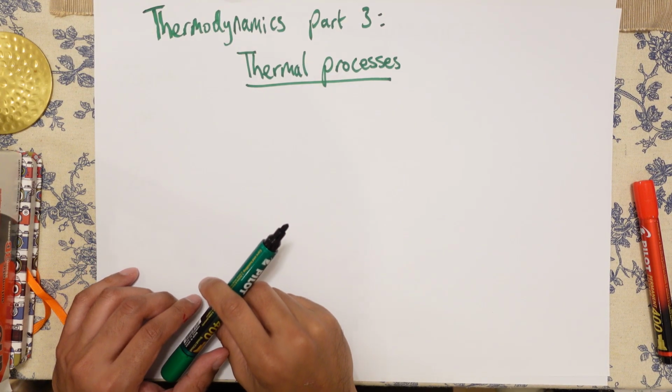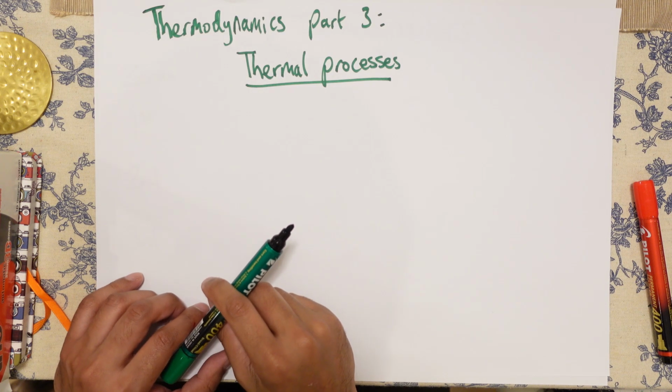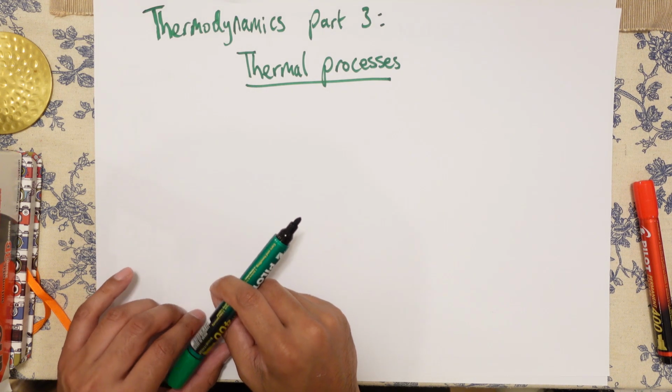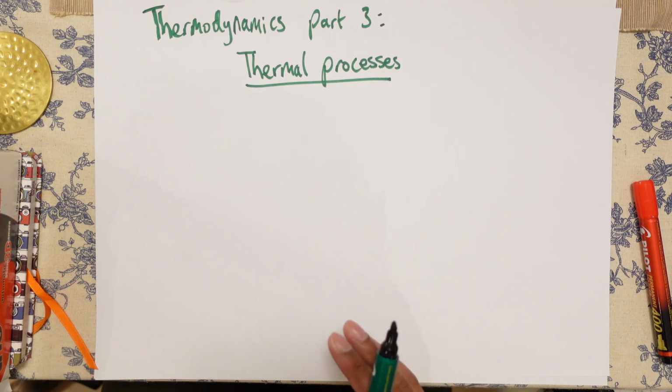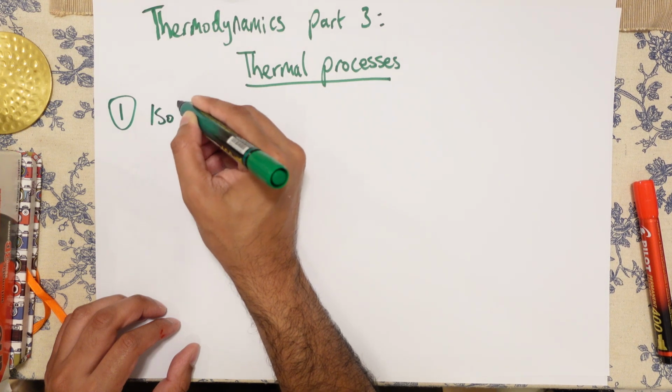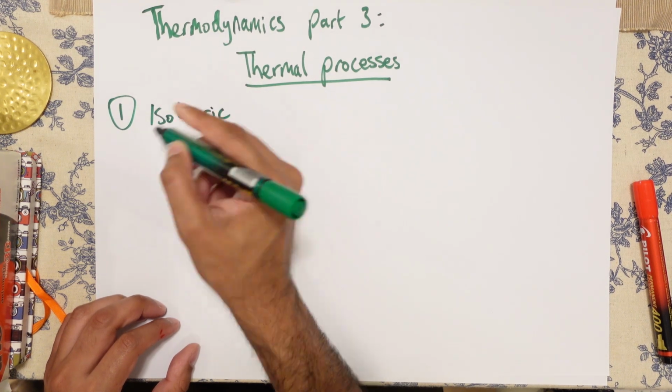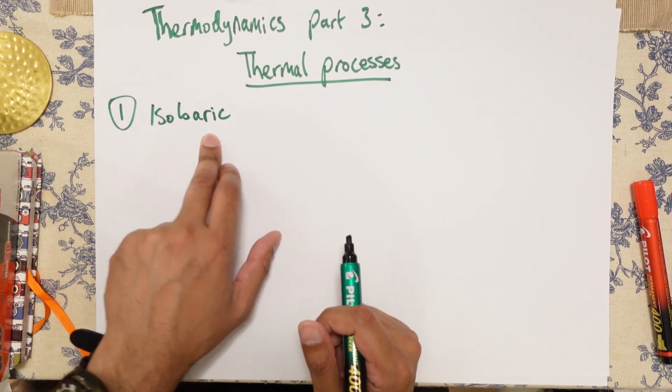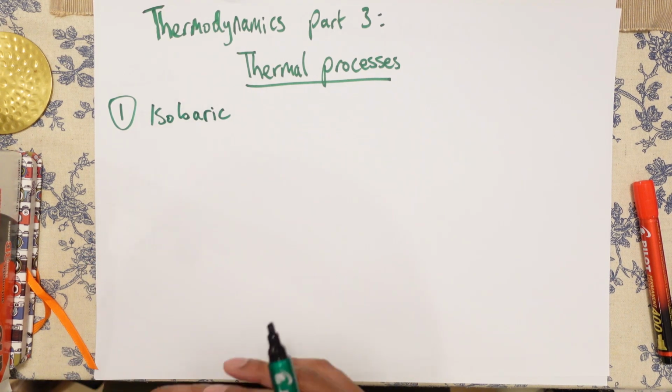Today we're going to be looking at Thermodynamics Part 3, Thermal Processes. Now this is all to do with PV graphs, that's pressure volume graphs, and there's 4 thermal processes to contend with. The first one is what we call isobaric. Iso meaning the same, baric as in barometer, meaning pressure.